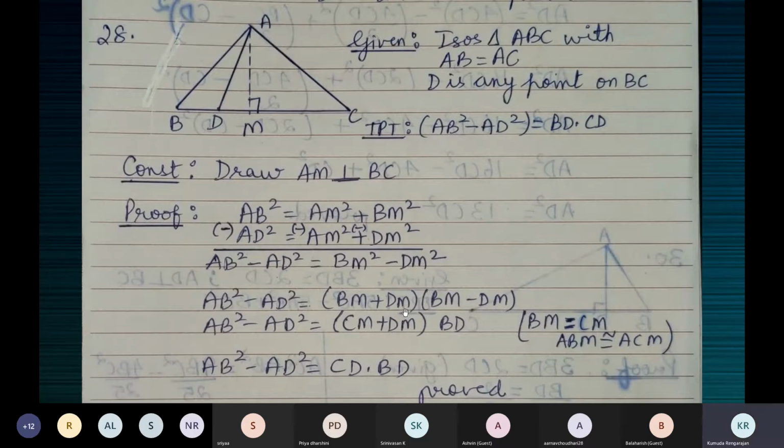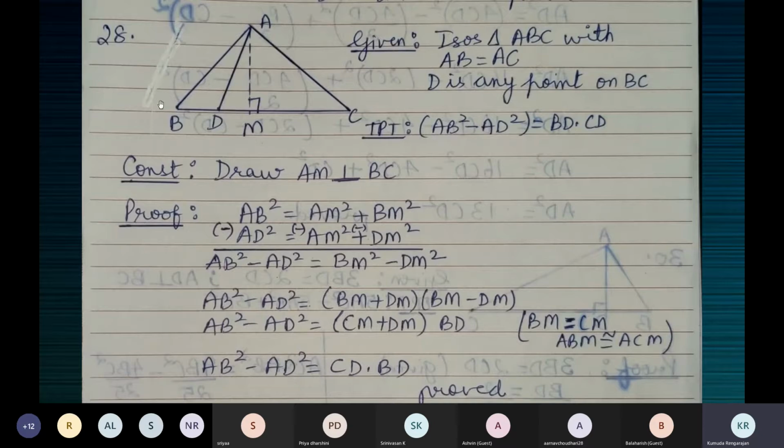Now BM plus DM. How can you add? It's difficult to add. So what we'll do, we'll write BM as MC. So it will become MC plus DM. DM plus MC, which is CD. So we get the result AB square minus AD square is equal to CD into BD.